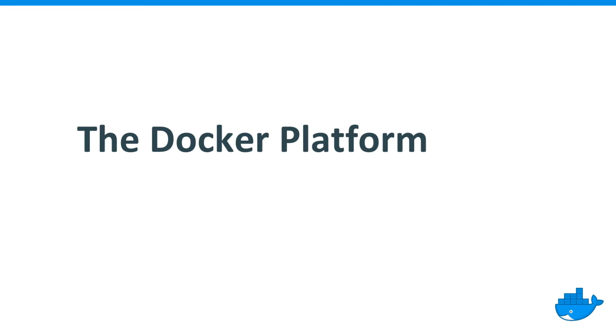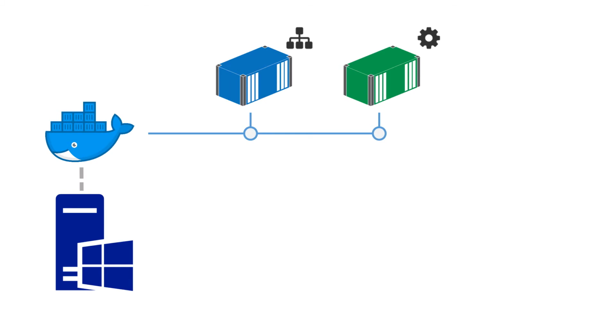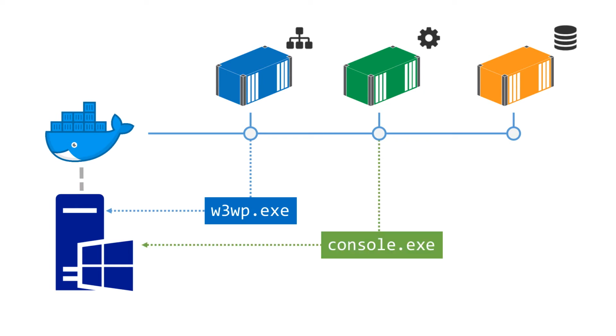Docker is an application platform. It's a new way of running apps in lightweight, isolated units called containers. Each app runs in its own container, and inside the container, the app thinks it's running on a dedicated server. The container is set up with everything the app needs, including the runtime framework, dependencies, application binaries, and configuration. But the processes hosting the application are actually running directly on the server.